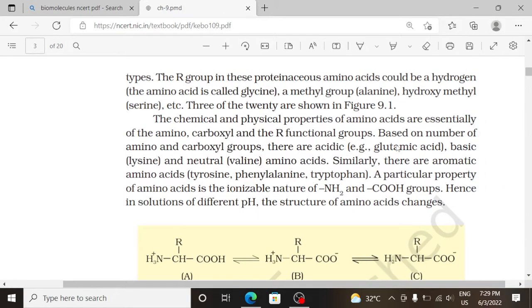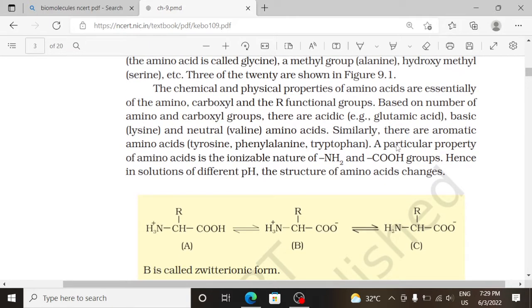The R group in these proteinaceous amino acids could be hydrogen, that is the amino acid is called glycine, a methyl group, alanine, hydroxymethyl, serine, etc. 3 of the 20 are shown in figure 9.1. The chemical and physical properties of amino acids are essentially of the amino, carboxyl and the R functional groups. Based on the number of amino and carboxyl groups, these are acidic, for example glutamic acid, basic, lysine, and neutral, valine amino acids.